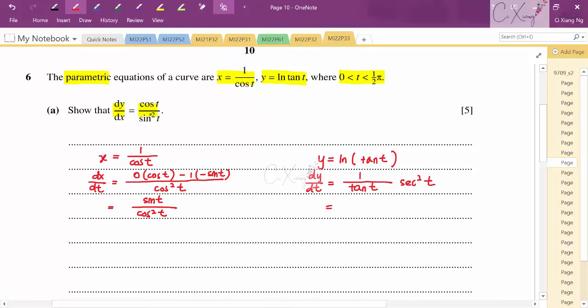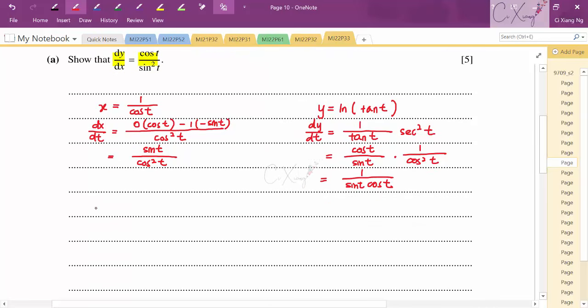Because of our final answer, you can see that we have the trigonometric functions cos and sine. Therefore, it will be better if we change our answer for dy over dt so that everything is in cos and sine. So 1 over tangent can be written as cos t over sine t. And for the secant squared, I can rewrite it as 1 over cos squared t. Therefore, if I further simplify it, I will have 1 over sine t multiplied by cos t. Okay, so let's proceed to the next step.